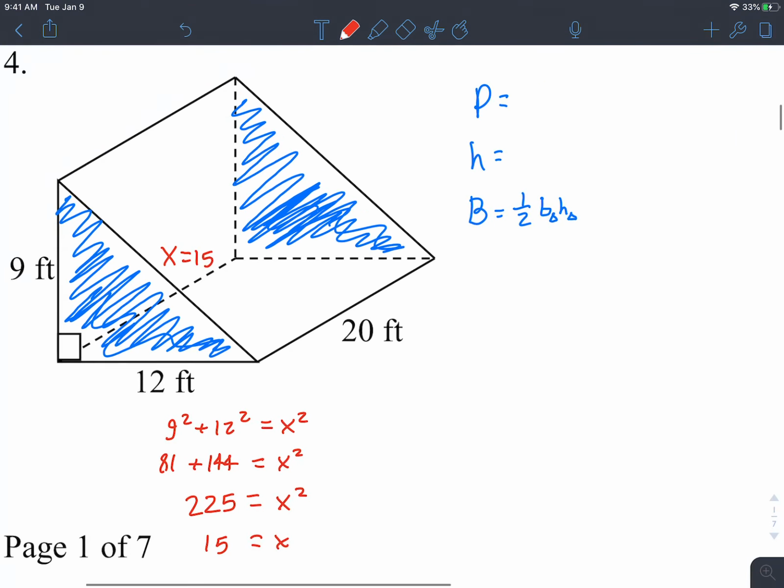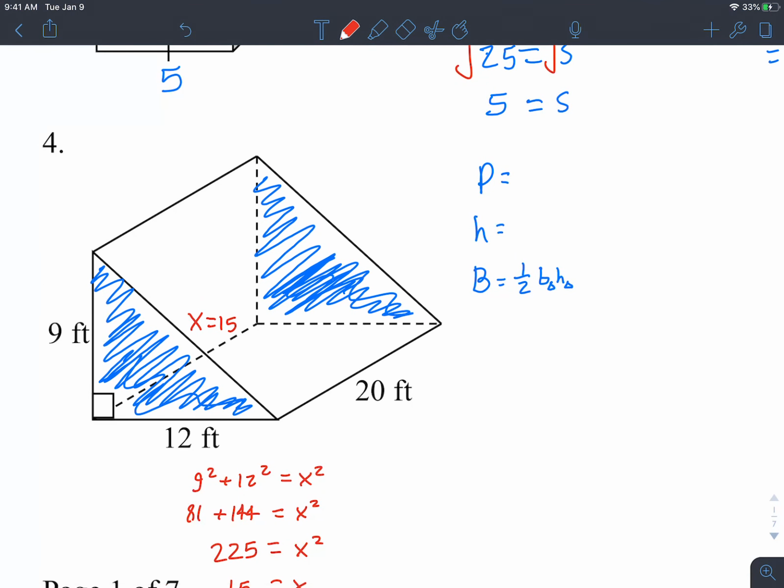Okay, now that's significant because that's going to actually help us find the perimeter. The perimeter of the triangular base right here is just adding up all the sides: 9 plus 12 plus 15. What's that going to be? 9 plus 12 should be 21. 21 plus 15 should be 36.